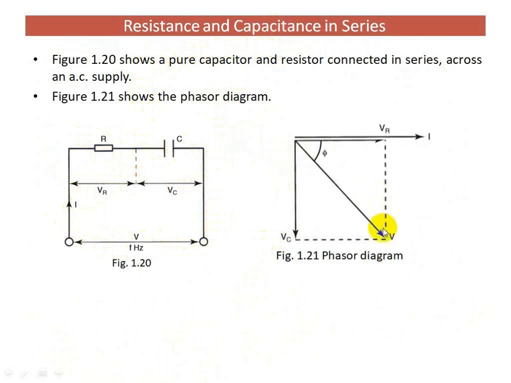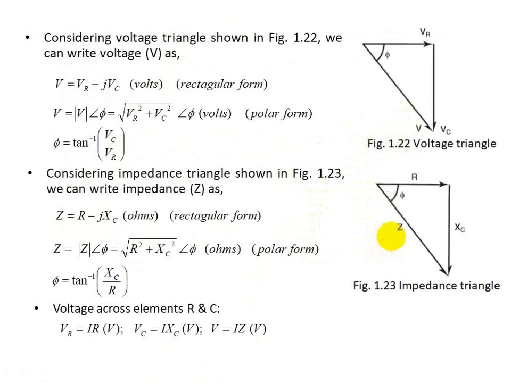And this is the phasor diagram. In this case also, the current and voltage across the resistance are in phase. And voltage across the capacitance will lag behind this current by 90 degrees. And vector addition of VR and VC gives you the resultant voltage V, which is nothing but the supply voltage.